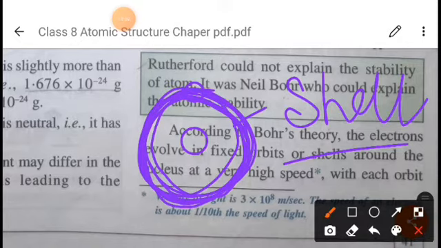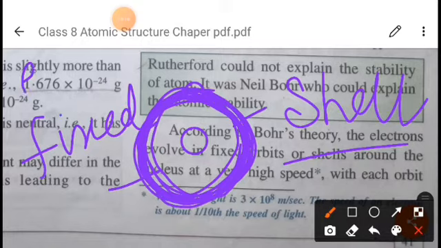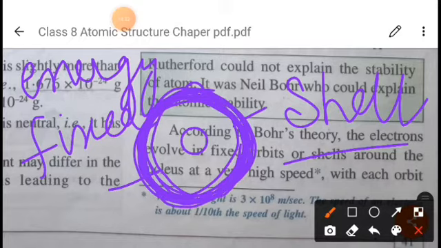Now again what he says is that each orbit is associated with a fixed amount of energy, means the energy of this orbit will be fixed. The energy of this orbit in which the electron is revolving is fixed. Now what else he says is that the electron present in the shell will neither lose nor gain energy until some external force is applied on it.